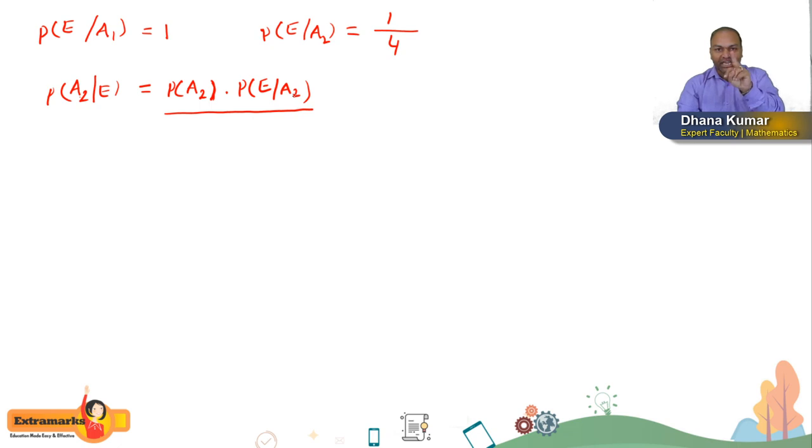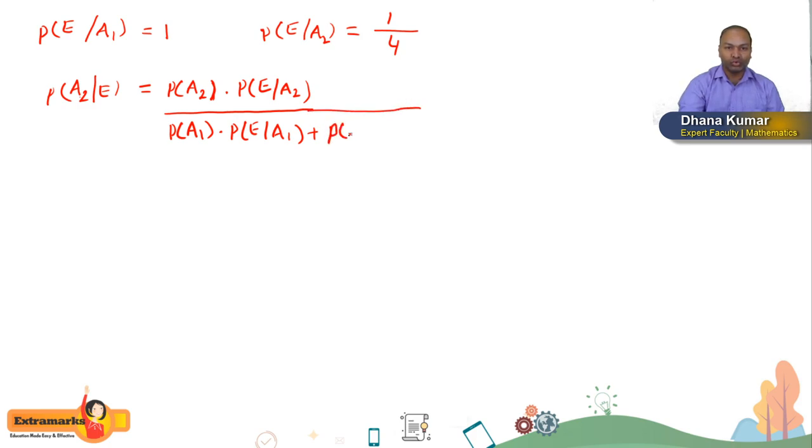Here actually there are only two events, A1 and A2, correct? So in the denominator, first write A1 in place of A2: P of A1 into P of E given A1, plus P of A2 into P of E given A2. Understood? Now substitute values. P of A2 is 1 by 10, E given A2 is 1 by 4, divided by P of A1, which is 9 by 10, E given A1 is 1, plus 1 by 10 into 1 by 4.